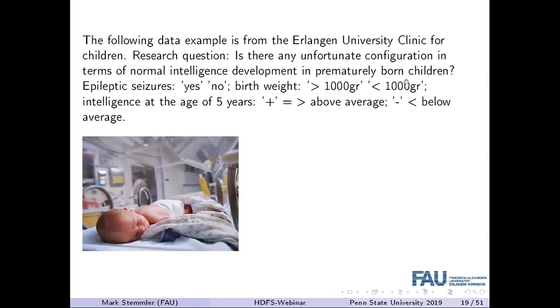This is not an arbitrary distinction. It has a medical meaning: below 1,000 grams is very low birth weight. And then they looked at intelligence at the age of 5, measured with a normal IQ test. Here we divided the continuous variable into above average intelligence and below average. So we wanted to see if there is a healthy combination or a detrimental combination of birth weight and epileptic seizures in terms of intelligence development at the age of 5.